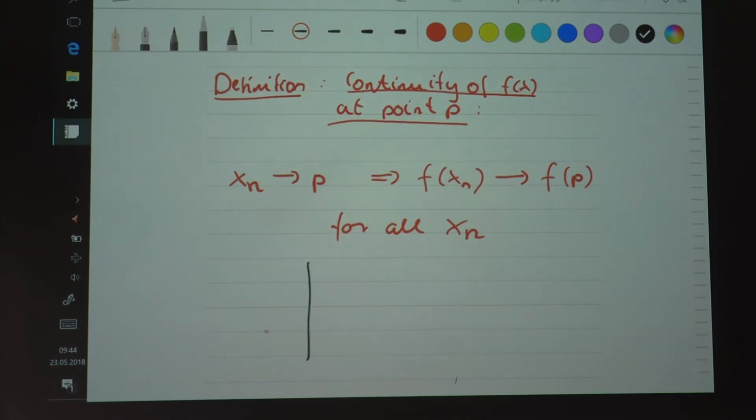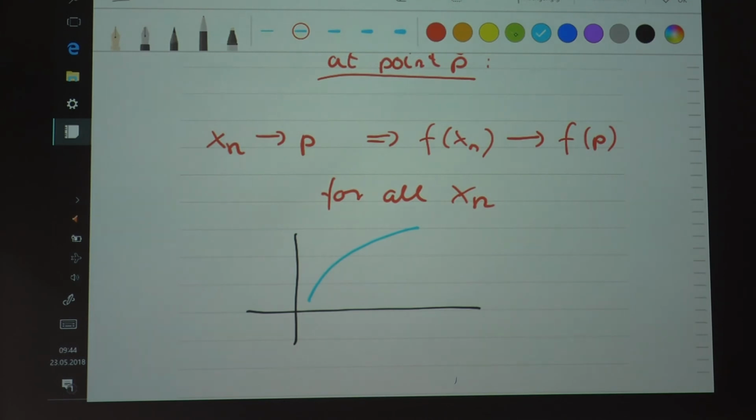All right, you understand? For instance, you can check it out. Look at this function here, and you have the point p. This function is continuous at point p. This is the image of p here. Any sequence, let's say you have a sequence xn, that approaches p will have the consequence that the image of it is here. So this will be f of xn.